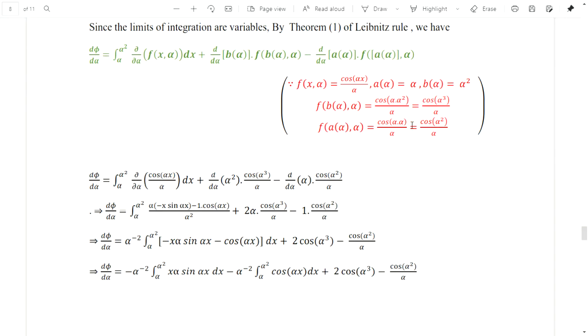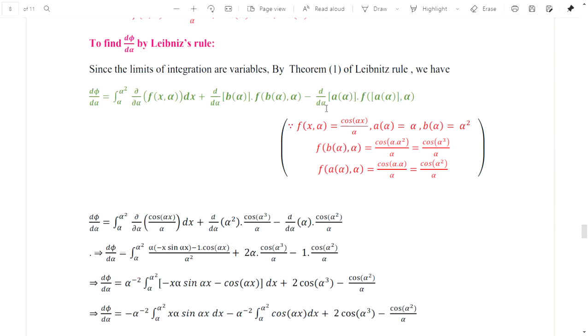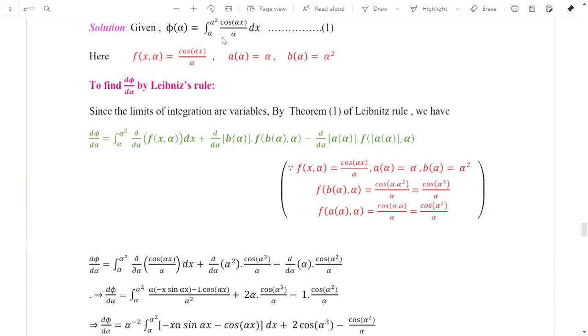So let us compare with the given problem. Actually we have to evaluate phi of alpha is equal to this. So our f of x comma alpha is cos of alpha x by alpha, and the upper limit is alpha squared, which is nothing but b of alpha, and the lower limit is alpha, so a of alpha is equal to alpha. In the formula we have f of b of alpha comma alpha, so let us find its value. F of x comma alpha is equal to cos of alpha x by alpha. So f of b of alpha, this is alpha squared.